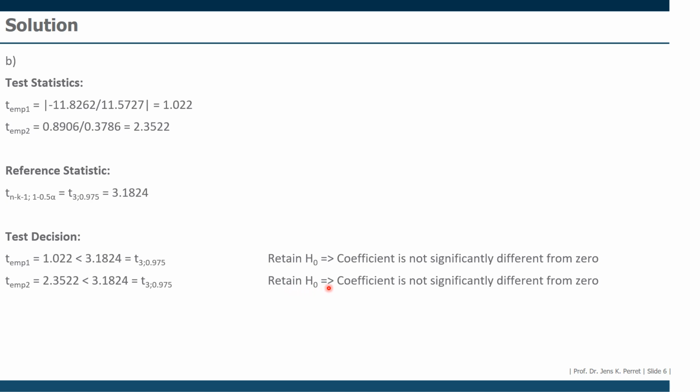We have to retain H0. The coefficient, again, is not significantly different from 0. So none of the two coefficients is actually significantly different from 0. So this usually is an indicator that we have a relatively bad regression going on. Or, well, in our case, we have very few observations, which might also lead to results like this.